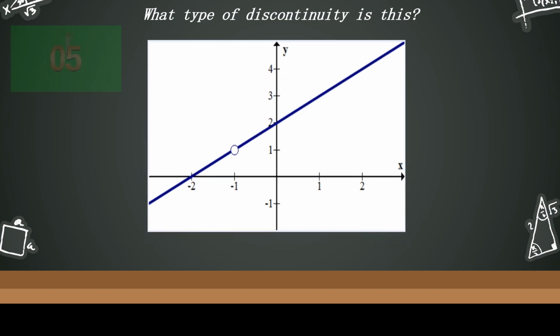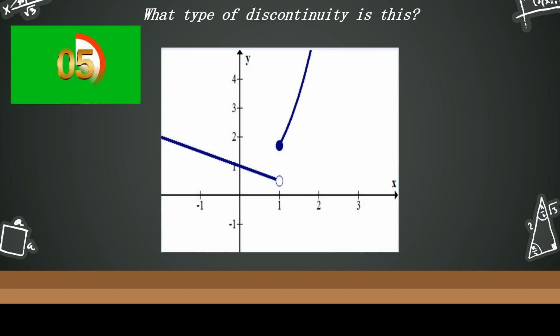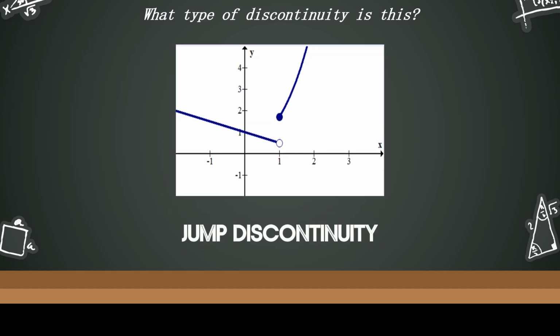A removable discontinuity. Very good. Oh, you guys are so magaling, huh? And the last one. It's jump discontinuity. Yay! We should clap for ourselves too, because we've answered the 3 simple questions.